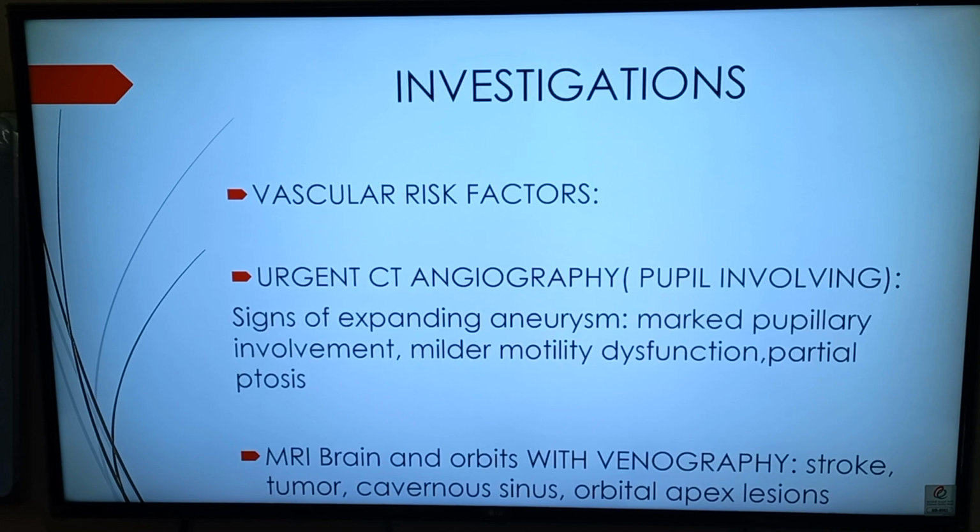Investigations, we obviously have to see the vascular risk factors, vasculitis, and if some symptoms of GCA are coming, we will evaluate that. Besides this, the most common is ischemia, so we will look at it: the whole diabetes workup and the whole systemic hypertension workup. And urgent CT angiography is needed if there is pupil-involving third nerve palsy. It shows signs of, and for that we have to see the signs of an expanding aneurysm, which are marked pupillary involvement and milder motility dysfunction and partial ptosis.